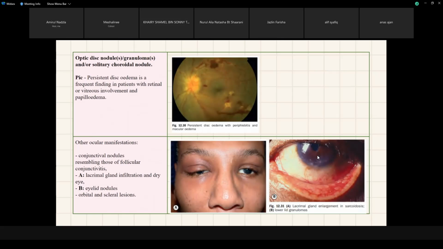Next. Okay. And here we can see optic disc nodules or granuloma. In the picture, there is a persistent disc edema, which is a frequent finding in patients with retinal or vitreous involvement. And other key signs that we can look for is like in picture A, there is lacrimal gland infiltration and dry eye. And in B, there is eyelid nodules, or if you can see here, there are small tiny growths at the lower eyelid, which is called the lower lid granulomas.